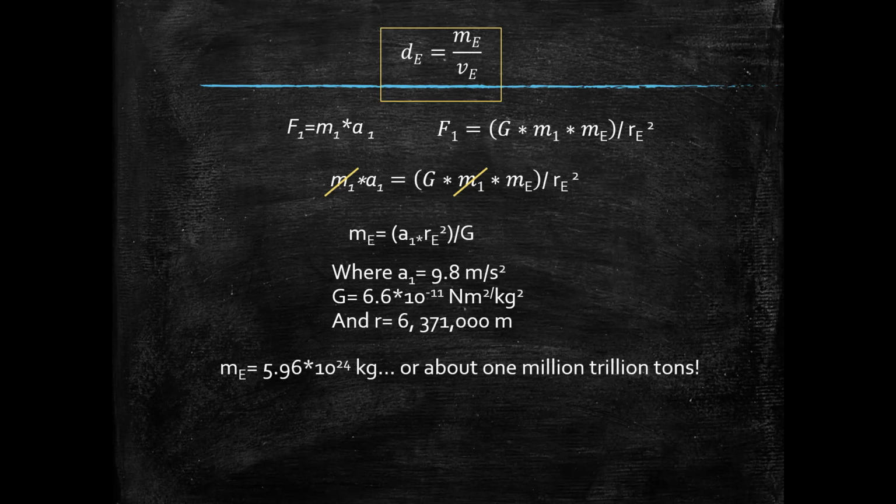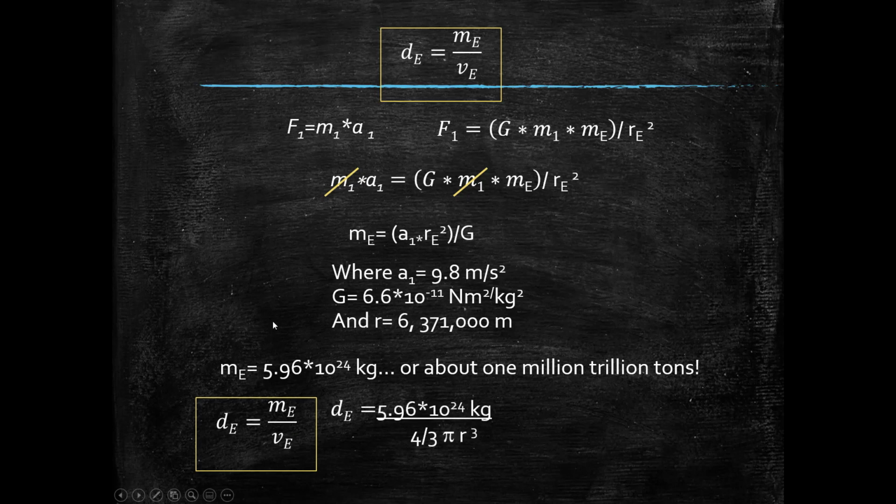So the mass of the Earth is 5.96 times 10 to the 24th kilograms, which is about 1 million trillion tons. That's how much Earth weighs. It is a 1,000,000 trillion ton celestial object. So remember, we're trying to calculate the density of the Earth. The density of the Earth is the mass of the Earth divided by the volume of the Earth.